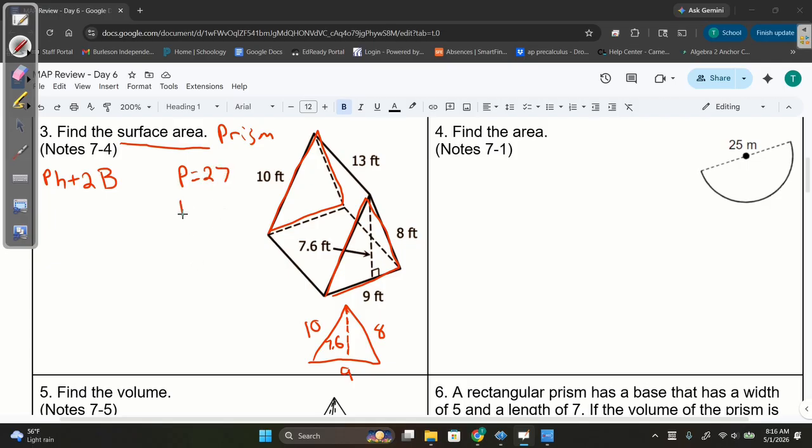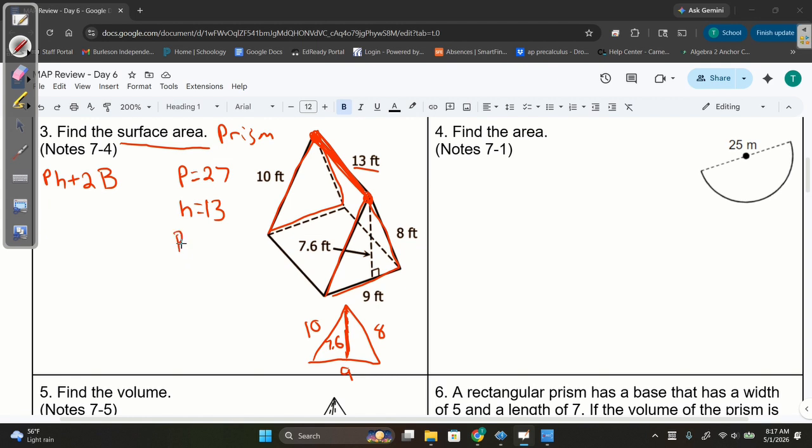The height of the prism is different than the height of the base. The height of the base is 7.6. The height of the prism refers to how far apart my two bases are. So my bases go from here to here. How far apart those two bases are is 13. So the height of my prism is 13.